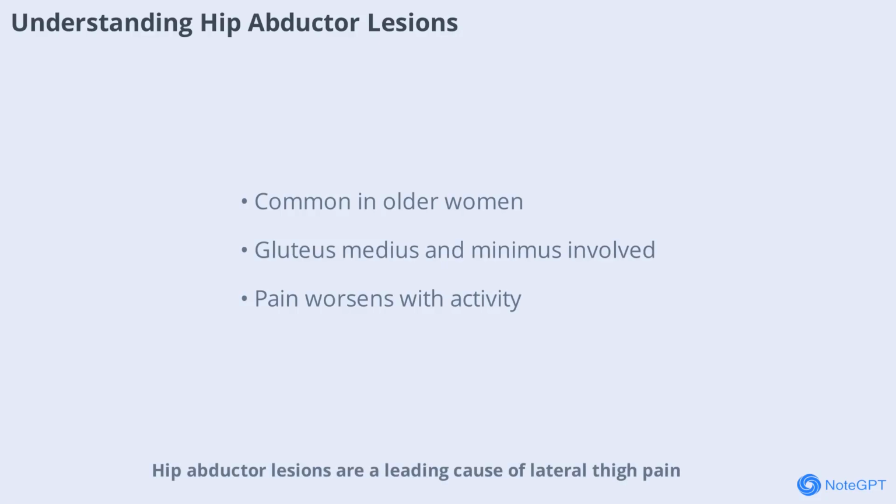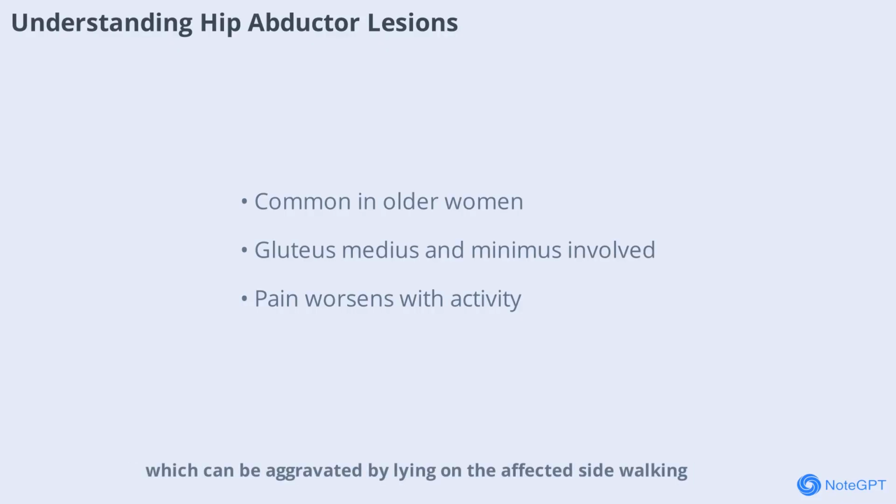Abductor lesions are a leading cause of lateral thigh pain, especially in middle-aged and older women. These injuries often involve the gluteus medius and minimus muscles, which play a crucial role in stabilizing the hip during walking and standing. As people age, the risk of developing abductor tendon problems increases, with a significant rise in prevalence after the age of 70.